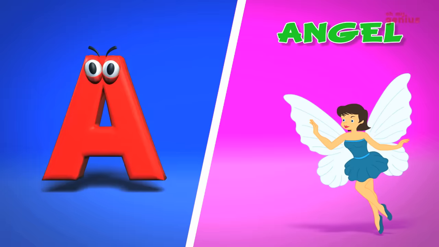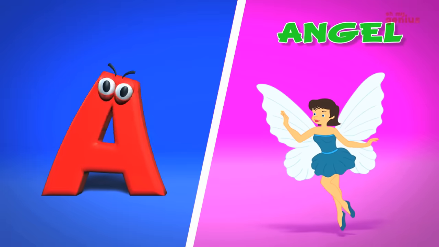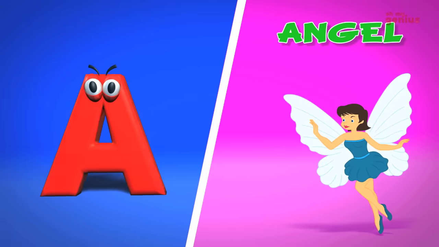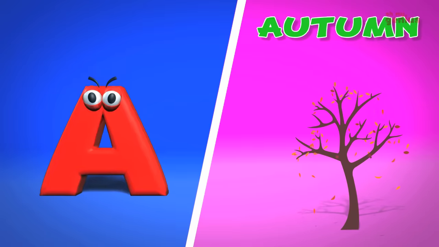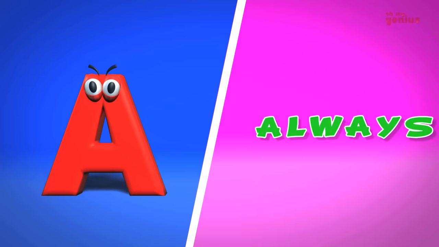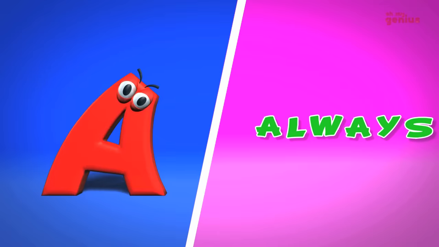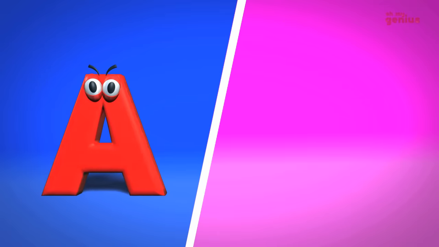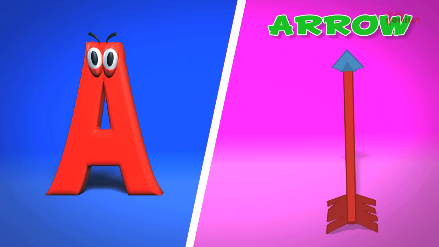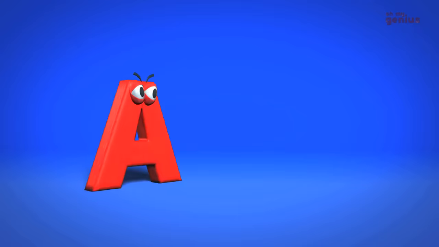A is for angel, angel. A is for autumn, autumn. A is for always, always. A is for arrow, arrow.